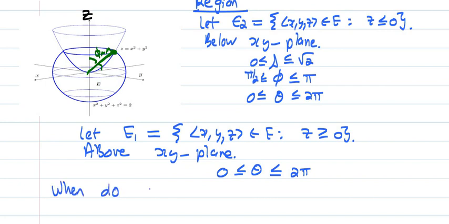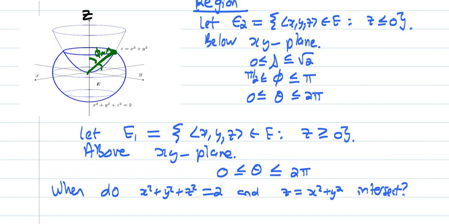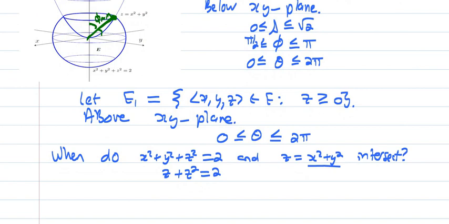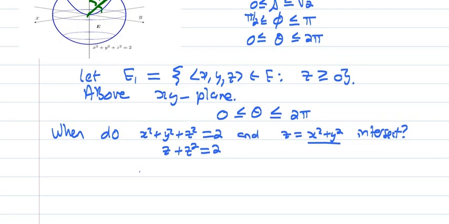When do x squared plus y squared plus z squared equal to 2 and z equal to x squared plus y squared intersect? Now let's think about it. x squared plus y squared is z, so I can turn that into z plus z squared equal to 2. We want to see the details. Setup is very important. So if I rearrange this, I get z squared plus z minus 2 equal to 0. And we are lucky, it factorizes. So (z plus 2)(z minus 1) equal to 0.